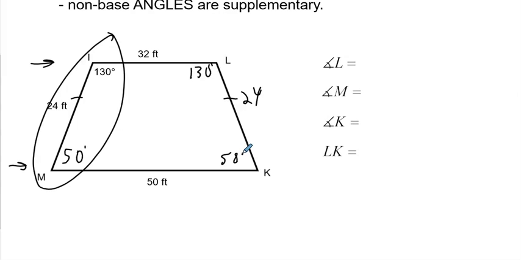Now let's look at what it wants. L, well, that's 130 degrees. M, that's 50 degrees. Angle K is also 50 degrees, and LK is 24 feet.